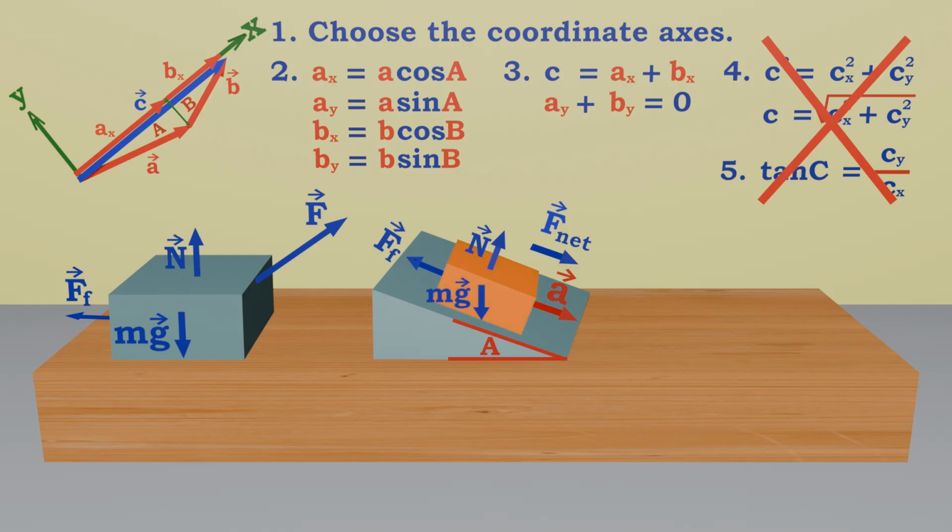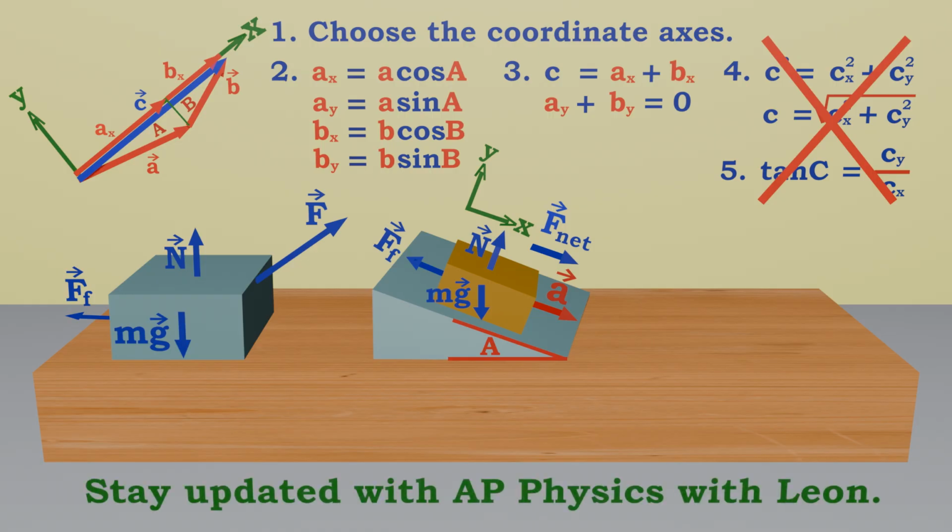In the second problem, we know that the object's acceleration is directed along the inclined ramp, so we will choose the x-axis in that direction. So, the most convenient way to choose the coordinate axis is to align one of them with the direction of the object's acceleration.